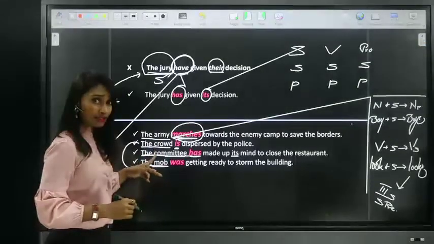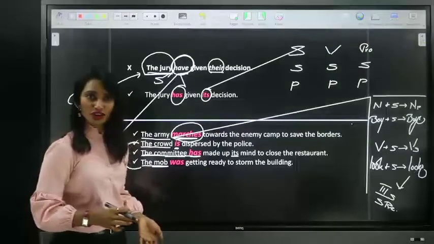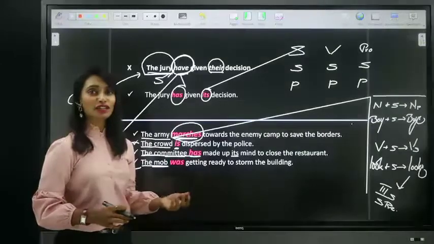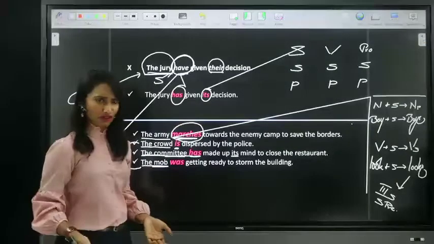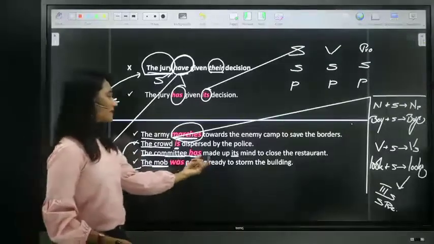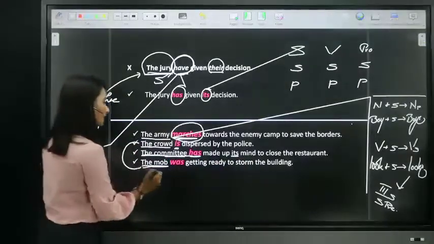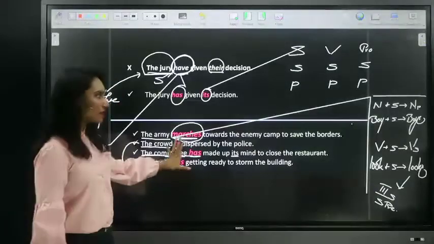But the difference is, a crowd is just a group of people who act as spectators, whereas a mob is a group of people who do some unlawful things, illegal activities. So the mob was getting ready to storm the building. Mob is again singular, so we require a singular verb. I hope this is clear.